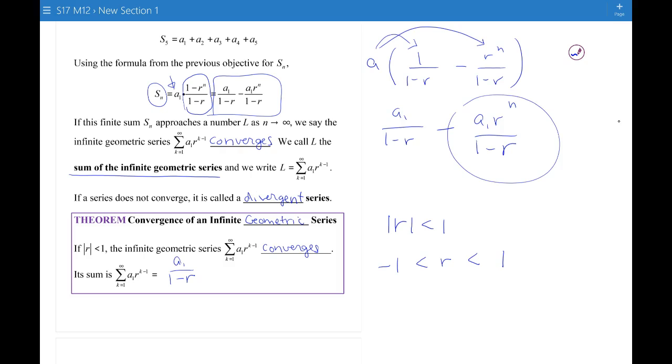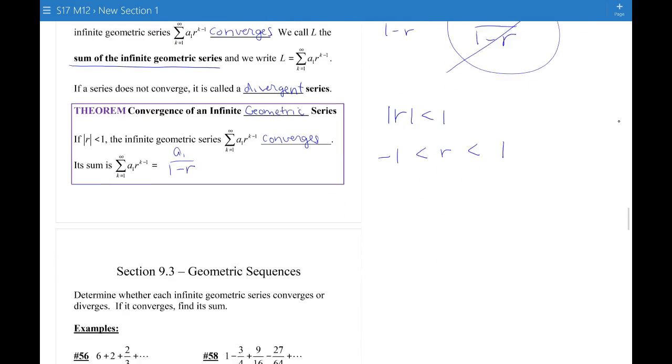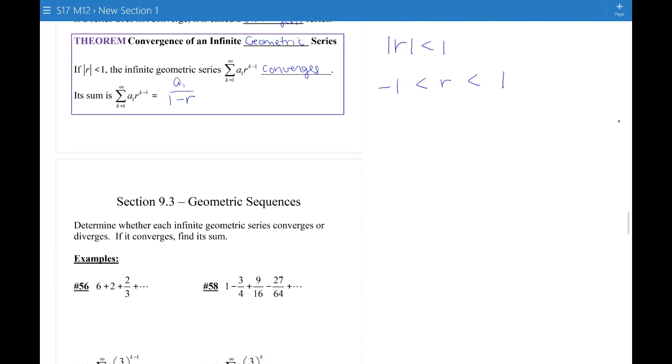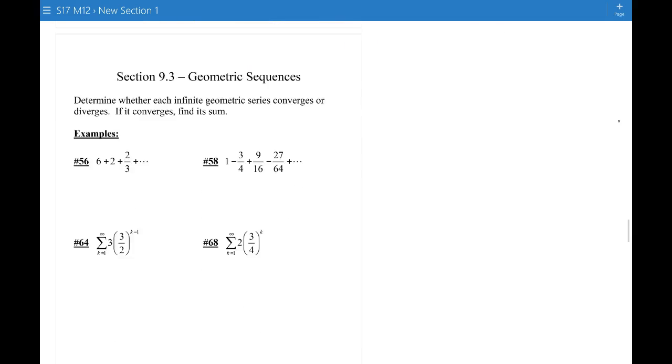What happens is this term gets smaller and smaller, because think about if r is a half. When you keep multiplying a half by itself over and over, it's getting tinier and tinier. So this part is actually going to 0, and that's why all you have left is that first term. This is on your pink sheet, and that's the sheet that will be provided on the final exam. So you don't need to memorize this formula. You need to understand it and be able to use it.